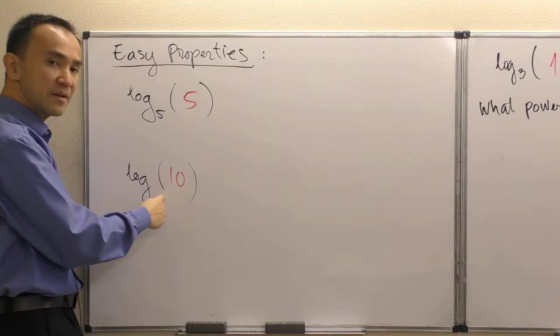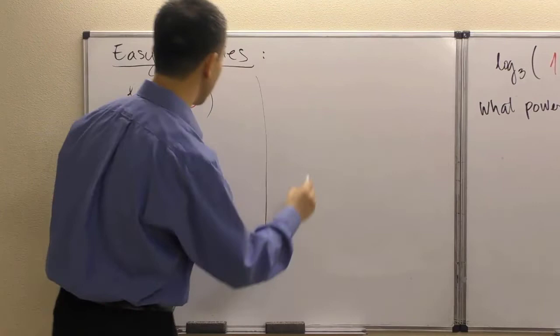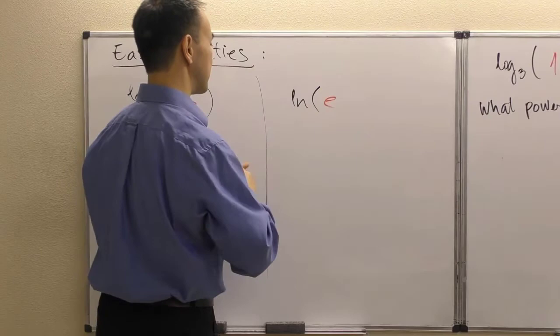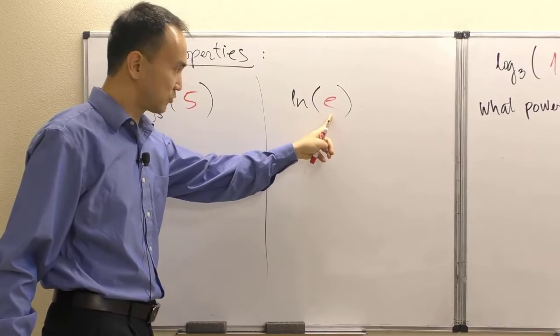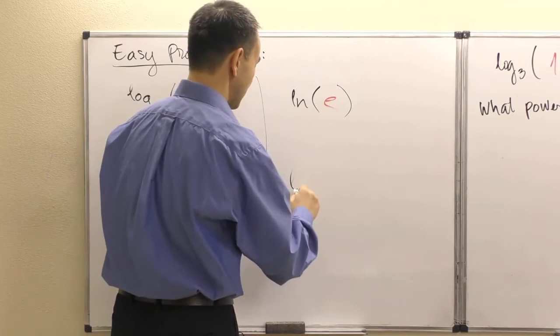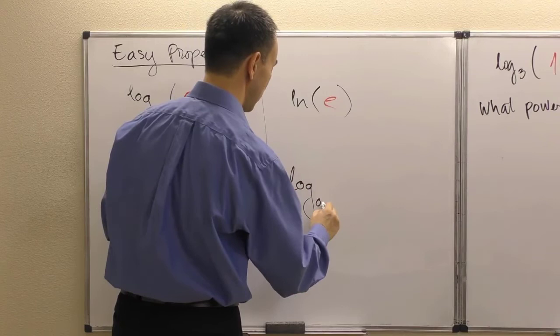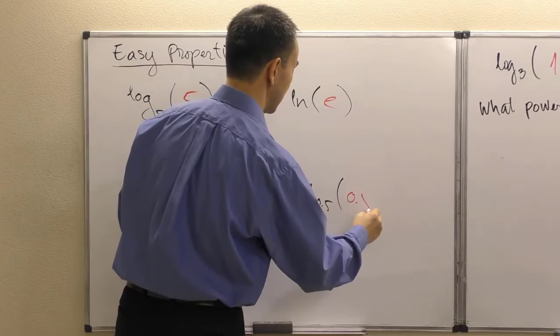Okay, so think about another quick problem right here: log base e of e. It's not a nice looking number, but it's a value that deserves our attention, and it's greater than 0 and other than 1, so we can have it as a base. And now we can take the log base e of e. How about log base 0.5 of 0.5? All right.